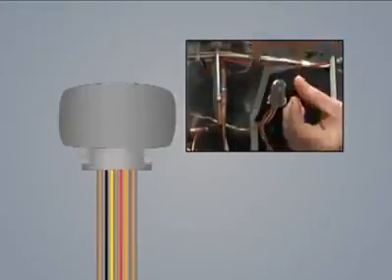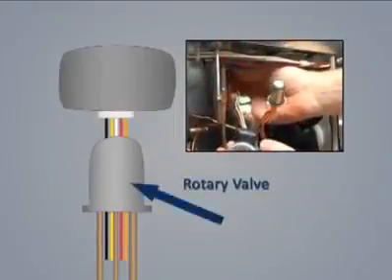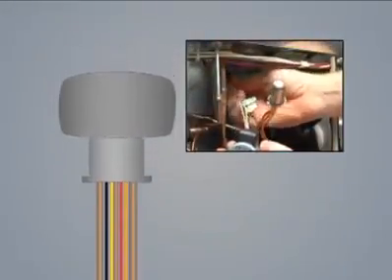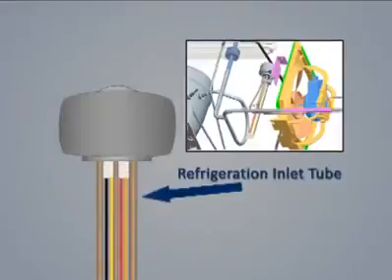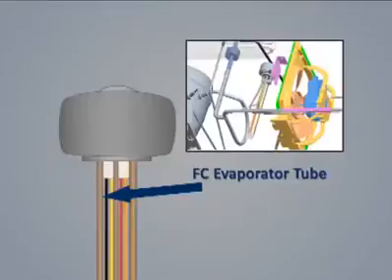The valve is comprised of two parts, the magnetic operating coil and the hermetically sealed rotary valve. The refrigeration inlet tube is connected to the outlet of the filter dryer. This tube is the largest diameter of the three tubes connected to the valve body. All three tubes are different diameters to ensure proper installation. One outlet tube is connected to the cap tube of the RC evaporator. The remaining tube is connected to the cap tube of the FC evaporator.